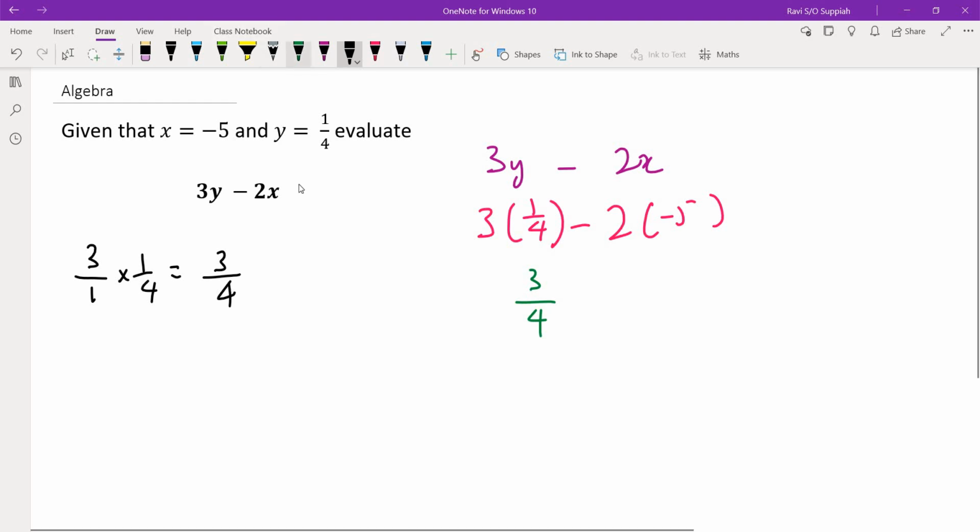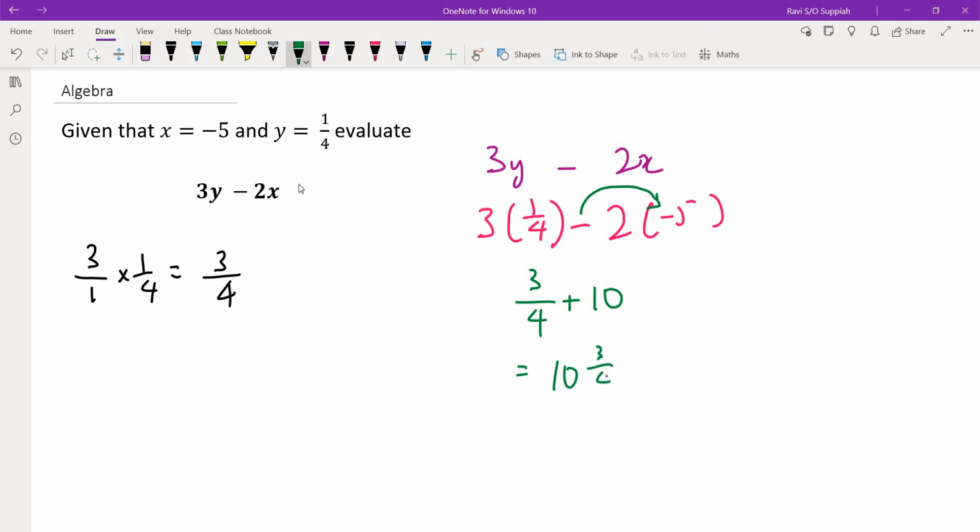Okay, and then over here it is minus multiplied by minus, which will give us plus. So 2 times 5 will be 10. Alright, so 10 plus 3/4 is basically 10 and 3/4. Okay, so that's the final answer over here.